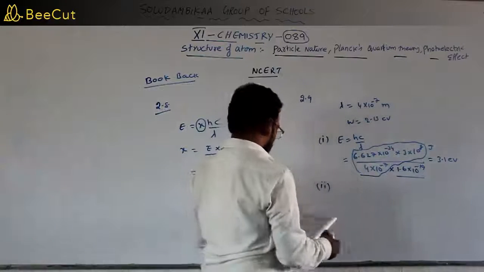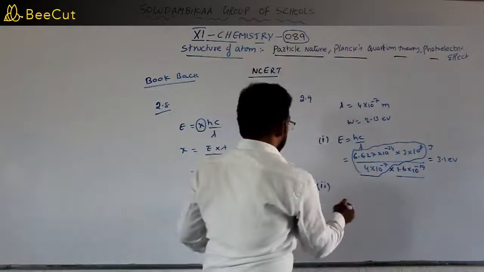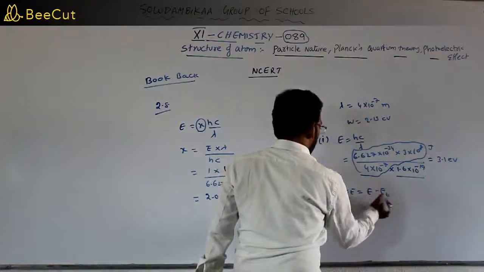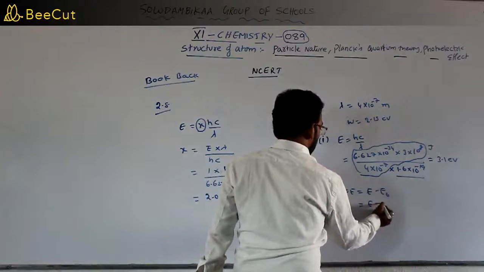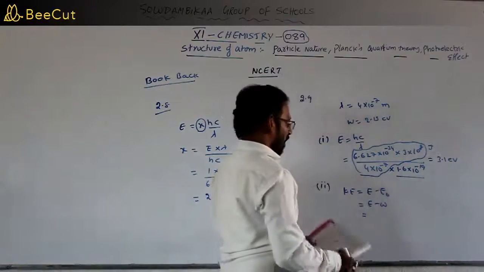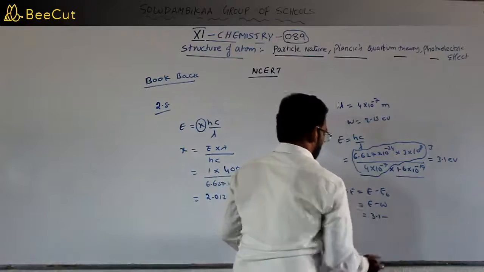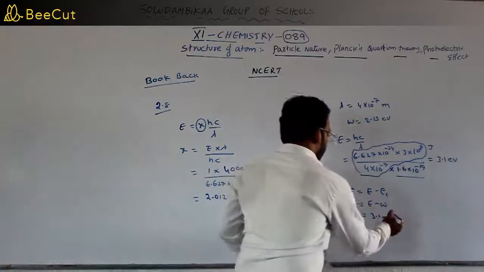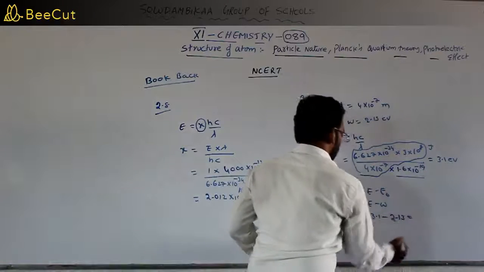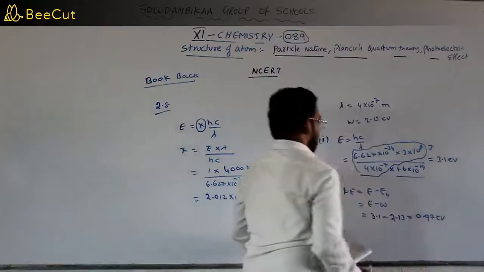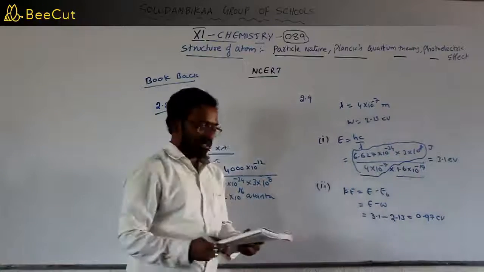What is the second one they asked to find? The second one is kinetic energy. Kinetic energy is equal to E minus E naught, that means work function, so we write E minus W. E value is 3.1 and the work function they gave is 2.13. Then upon calculation we get 0.97 electron volts, which is the kinetic energy.